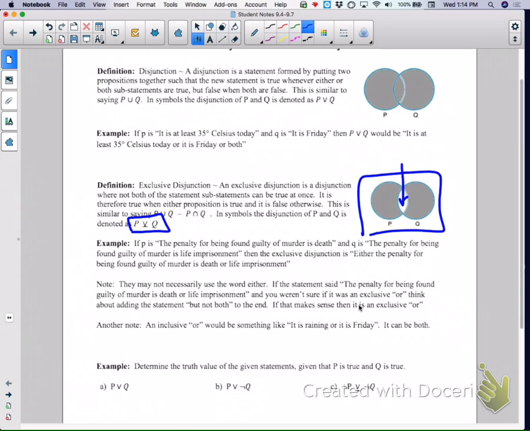So another note there, the inclusive or is something like it's raining or it's Friday. It can be both. So unless they tell you that it can't be both, I think it's a safe assumption to assume that it can be. Unless, like I said, it doesn't make sense. Can't have life imprisonment and death at the same time.